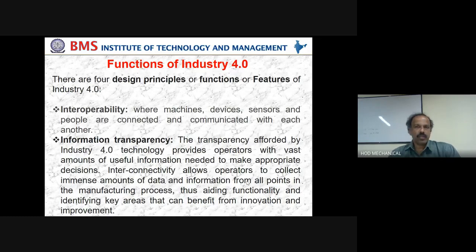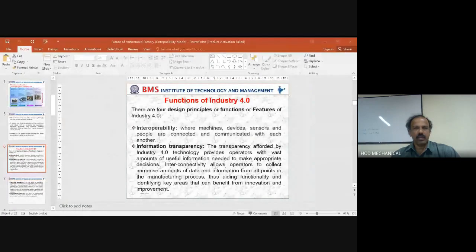Okay, the first one is called interoperability. What you mean by interoperability is simple. When you say interoperability, it means how well you communicate or interface with the other devices. So that is the meaning. When I say other devices, what are the other devices going to be when we study them?